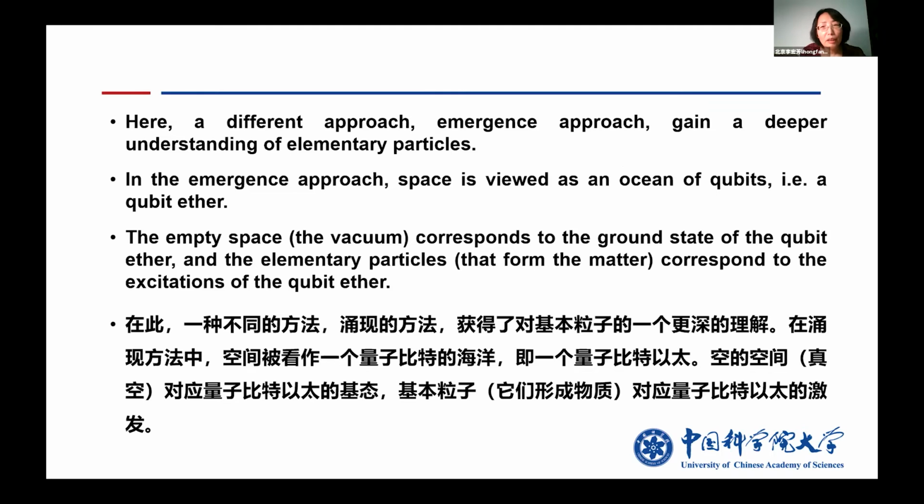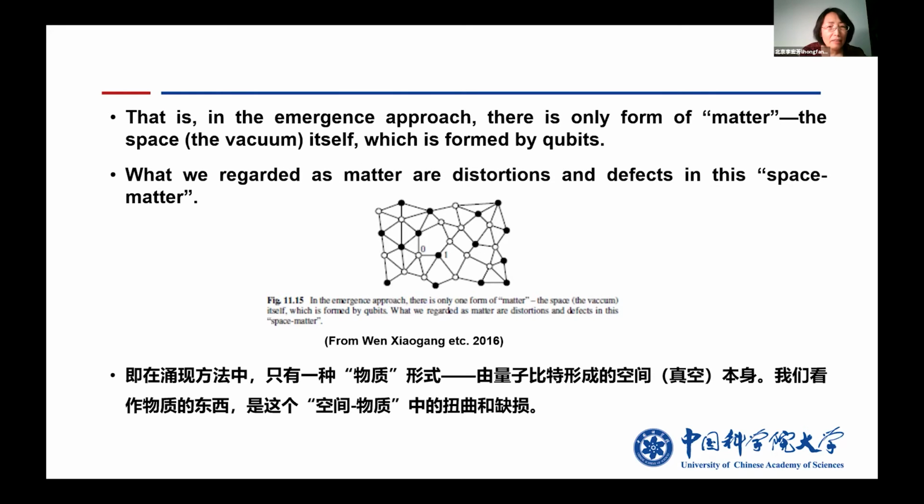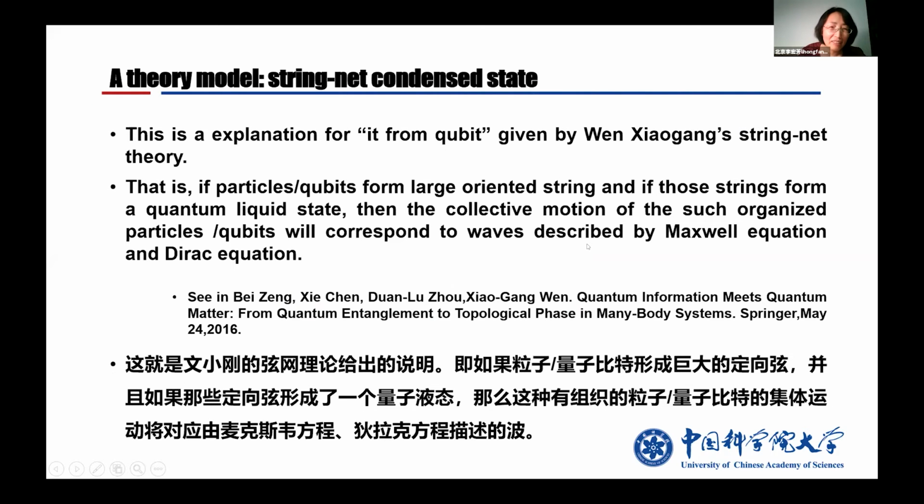Here, a different approach, the emergence approach, gives a deeper understanding of elementary particles. In the emergence approach, space is viewed as an ocean of qubits, i.e. qubit ether. The empty space corresponds to the ground state of the qubit ether, and elementary particles correspond to excitations of the qubit ether. In this picture of emergent space, only the space itself is formed by qubits. What we regard as matter are distortions and defects in this space. This is the explanation for it from qubit given by Wen Xiao-Gang's theory.